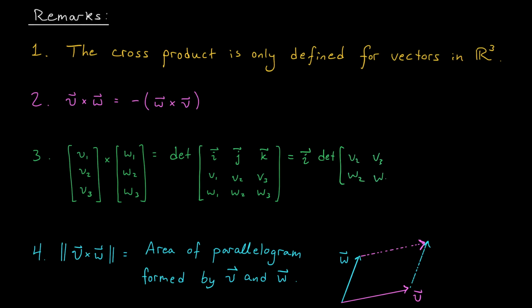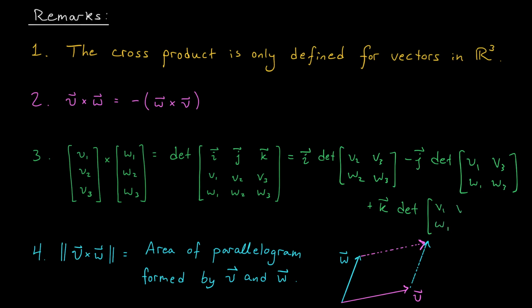As we move to the 1, 2 entry, we get minus j vector, and then we cover up the first row and second column, leaving us with the determinant of [v1, w1; v3, w3]. Finally, we switch signs again when we move to the 1, 3 entry. We get plus k vector, and we cover up the first row and last column, giving us the determinant of [v1, w1; v2, w2].